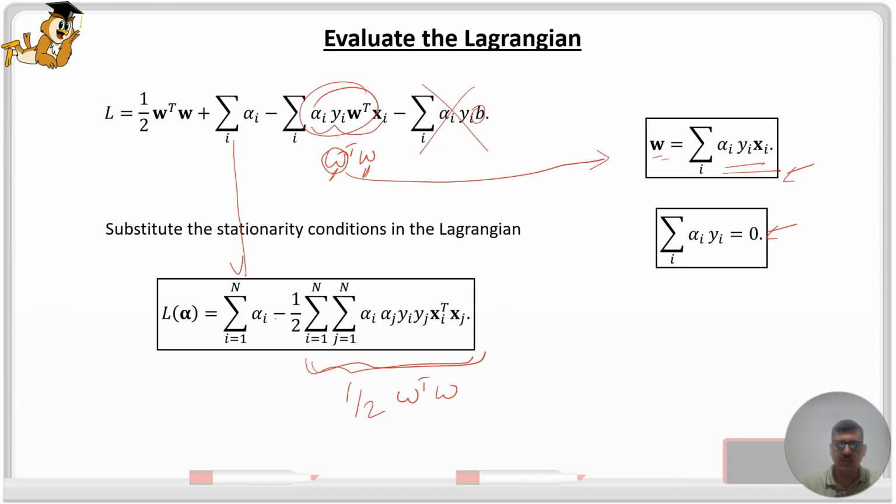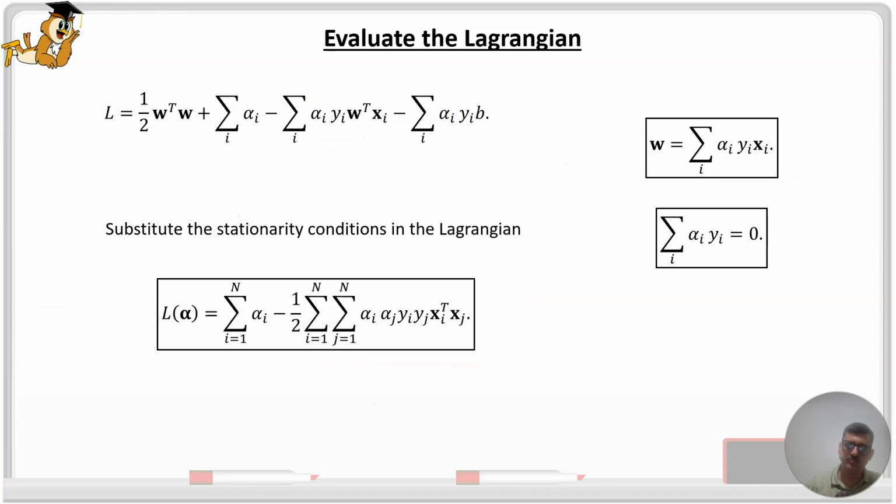So this is essentially half W transpose W, because W is this. The double summation comes about because one of these summations is over W and the other is over W transpose, the other way around, right? So summation i going from 1 to n, summation j going from 1 to n, alpha i, alpha j, yi, yj, xi transpose xj. Okay, so this is what is left of our Lagrangian. Fair enough.